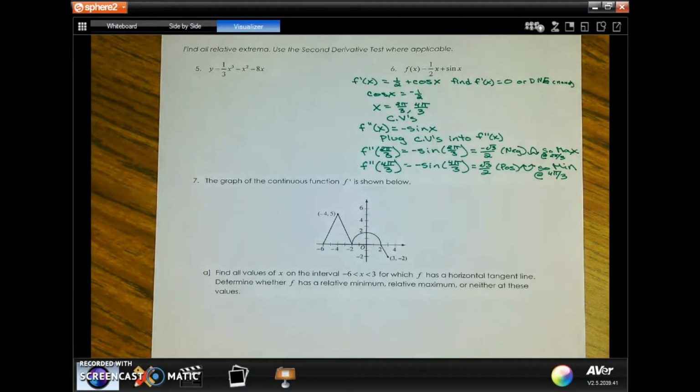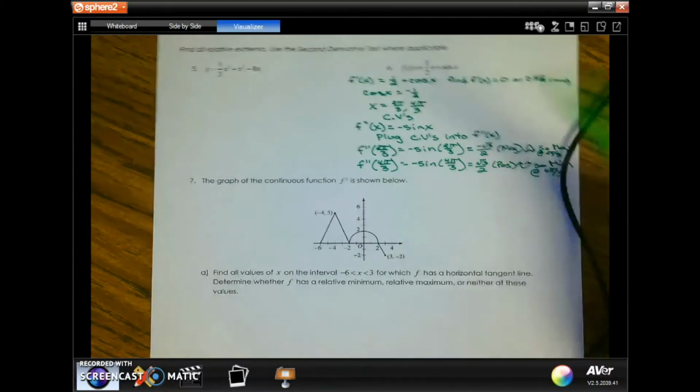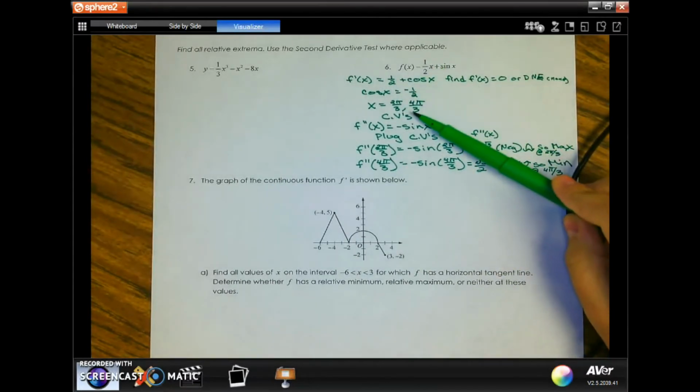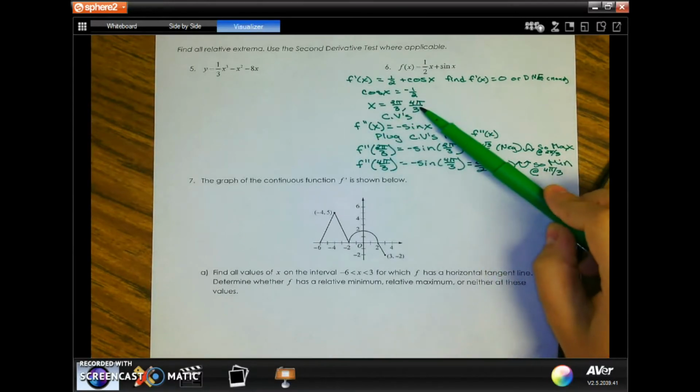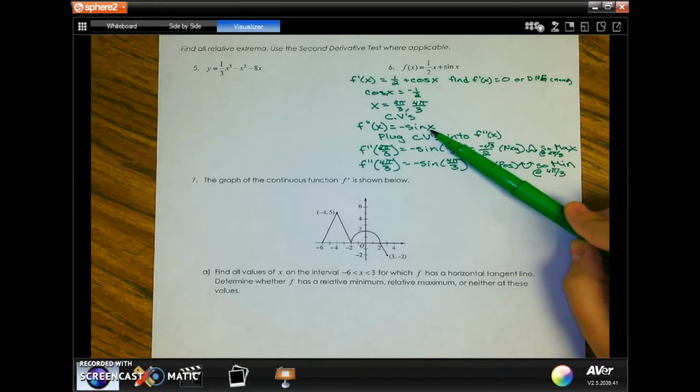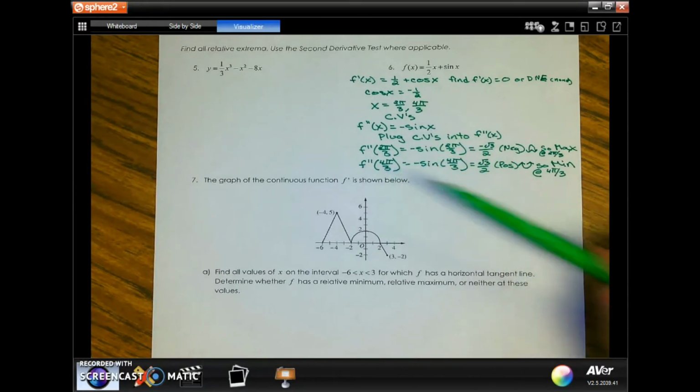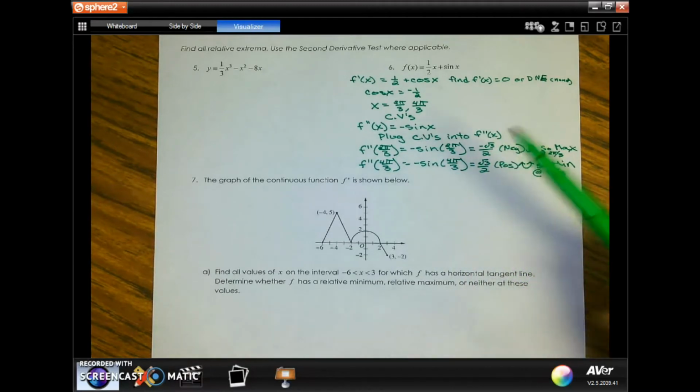It says find all relative extrema, use the second derivative test where applicable. So remember, one of the things we can use the second derivative test for is to also find the extrema. It basically says you take the first derivative, you set it equal to 0 to get those critical values. Then you take those critical values, so that's what's happening here. Take the first derivative, you get the critical values. You take those critical values and you plug them into the second derivative. So you hold on to these, you go back and take the second derivative, and you plug those critical values back in. And when you plug those back in, you don't care so much about the actual number.